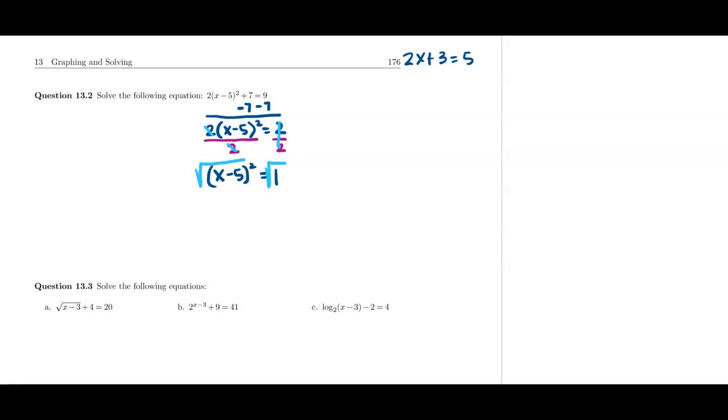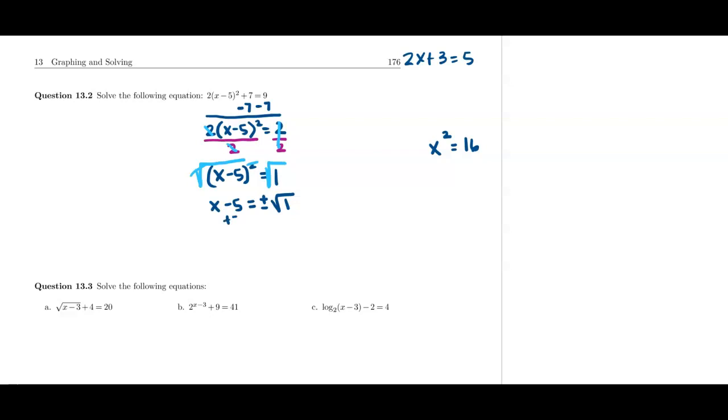Here, that square and the square root undo each other, so I'm left with x minus 5 equals, now not just the square root of 1, but remember, plus or minus the square root of 1. When I'm taking that square root while solving for x, I don't know whether it's going to be positive or negative. Think of something simpler: if I had x squared equals 16, well, that could be negative 4 squared is 16, or positive 4 squared equals 16. So that's why we have to do this plus or minus business.